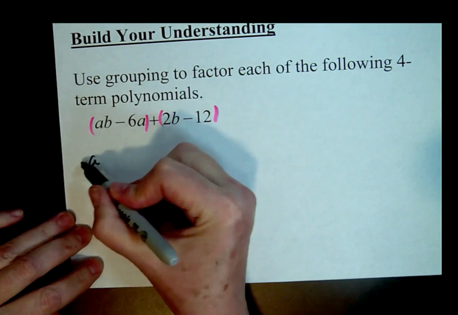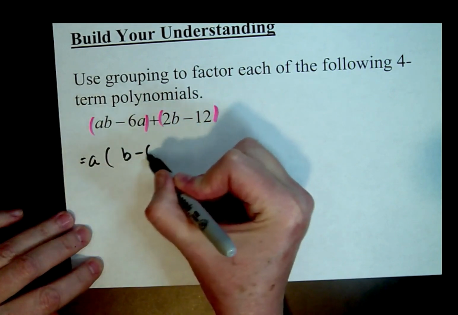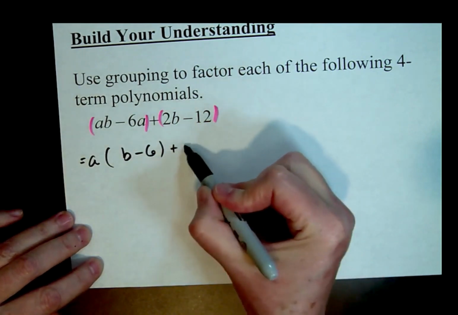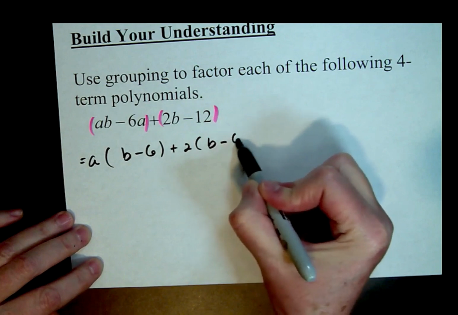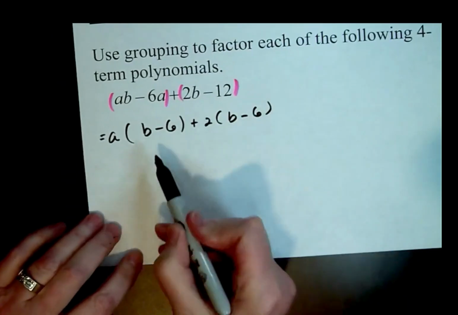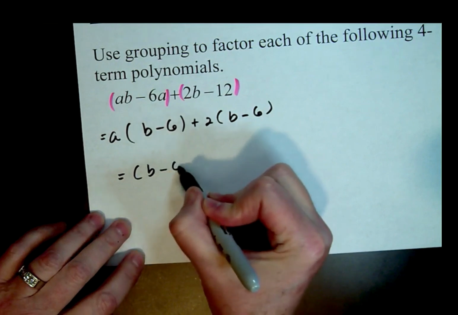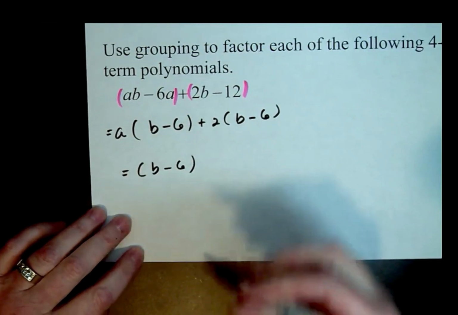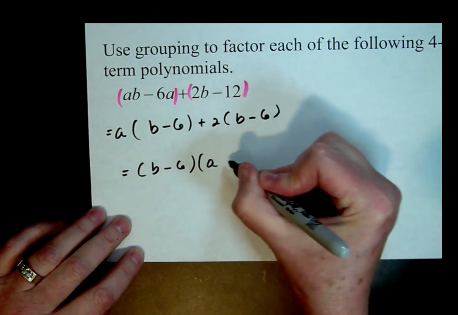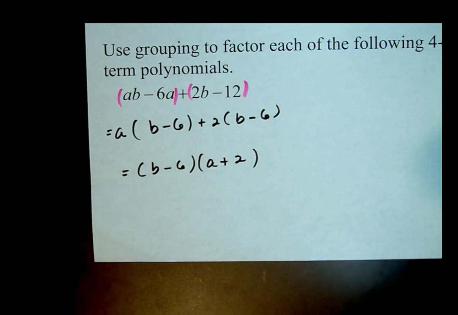I can take an a out of the first group. That'll leave a b minus 6. I can take a 2 out of the second group. That'll also leave a b minus 6. Now I have a common factor, namely the b minus 6 in the parentheses. So I pull that out, factor it out, undistribute it from a plus 2.